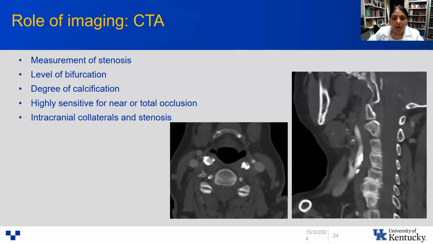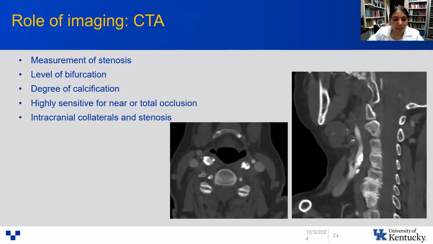And then we go higher up and we find wherever the normal caliber of the vessel is resumed, that would be the denominator for measuring the degree of stenosis. Now on CTA, the other advantage is that you can see the bones, so you can definitely see the level of bifurcation. And again, this goes into the decision making when we are trying to decide what would be a suitable intervention for the patient.